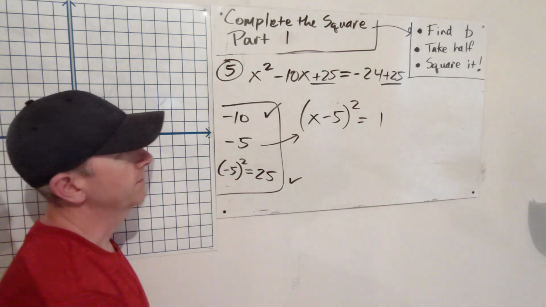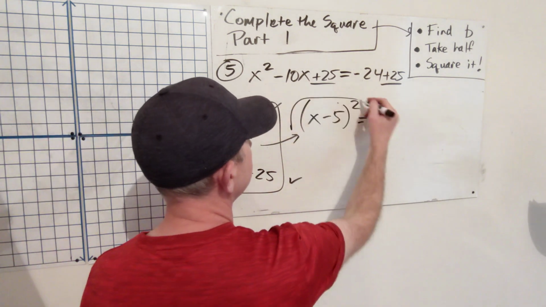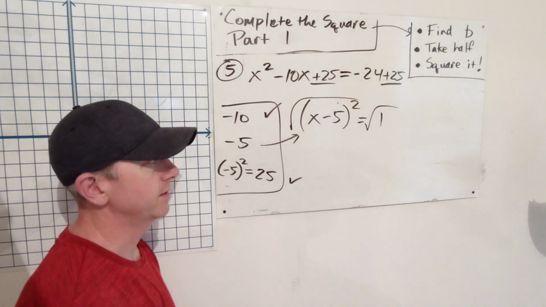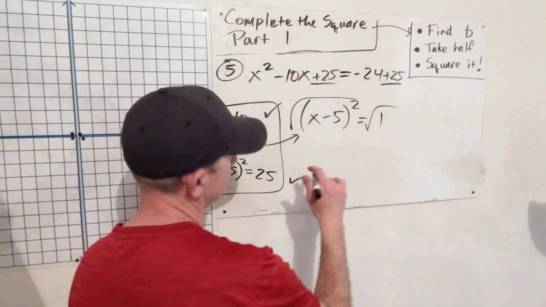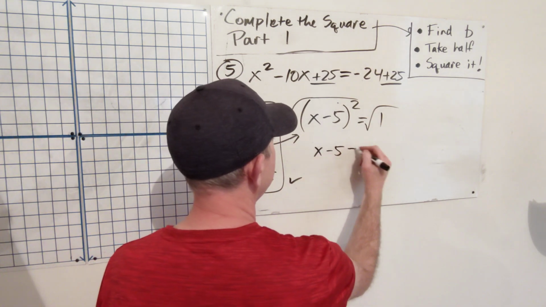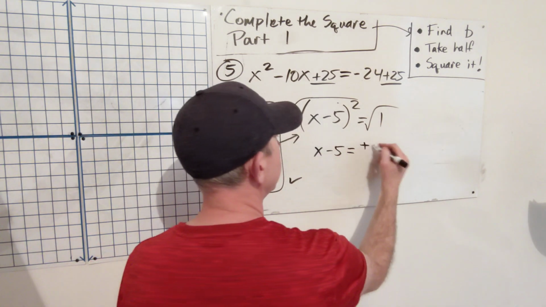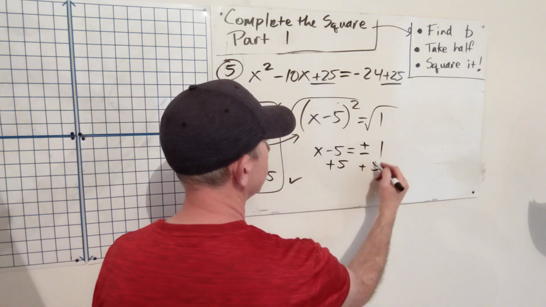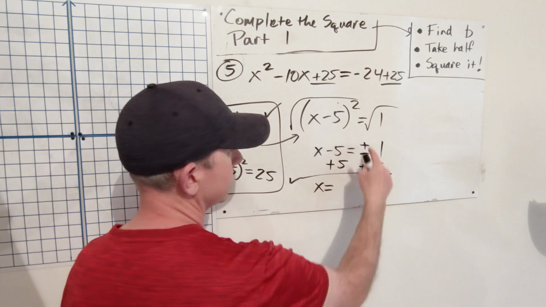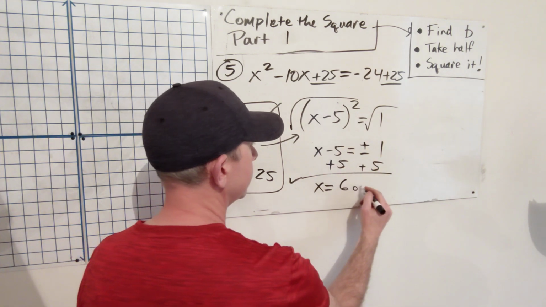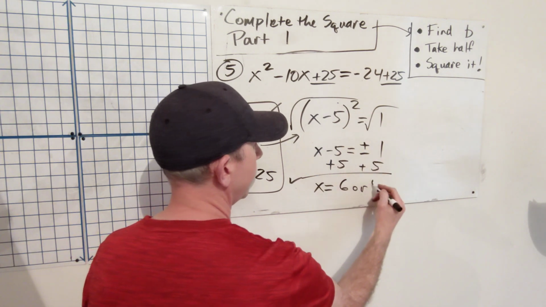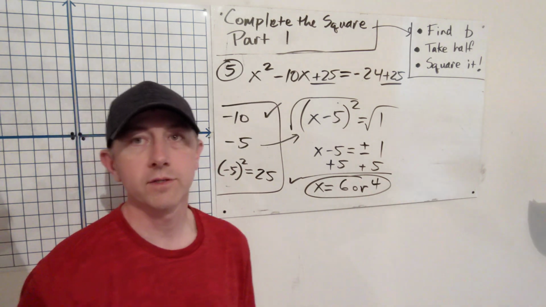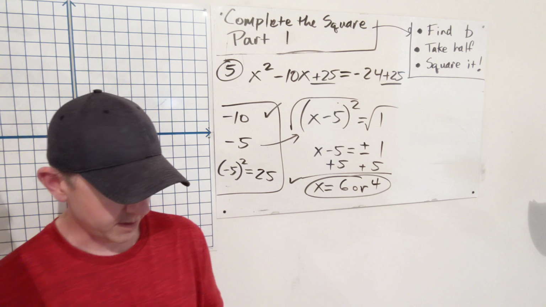So there you go. Now if this turned out to be a negative and we tried to take the square root of a negative, we could actually get a no real solution on one of these, but not on at least this one today. We get x minus 5 is equal to, now the square root of 1 is plus and minus 1, and then we're going to add 5 to both sides. We get x equals positive 1 plus 5 is 6, or negative 1 plus 5 is 4, and there we go. Okay, so there's completing the square, part 1.